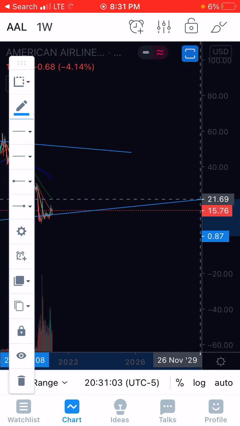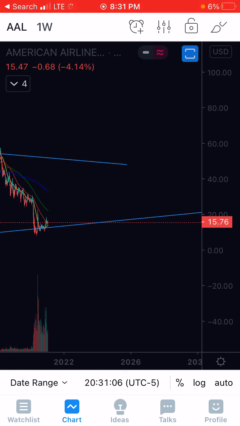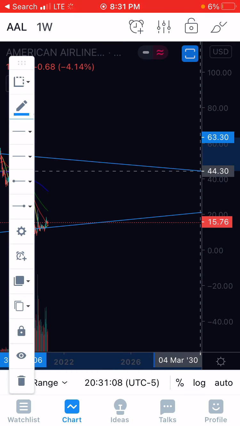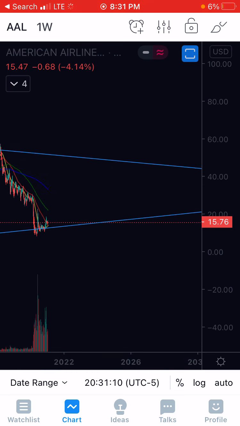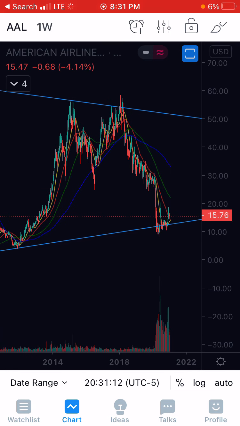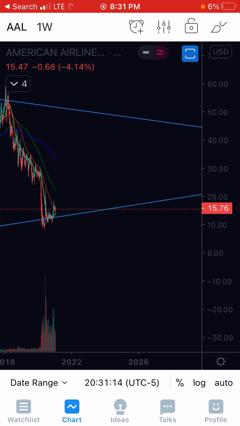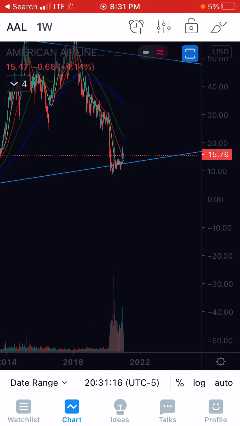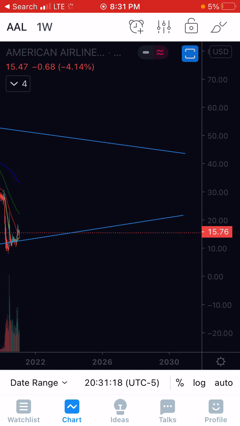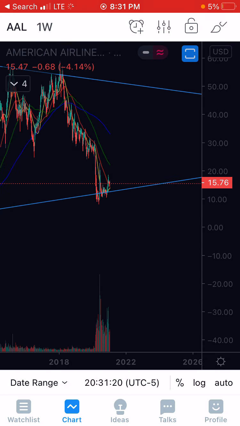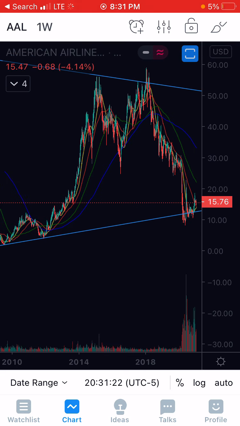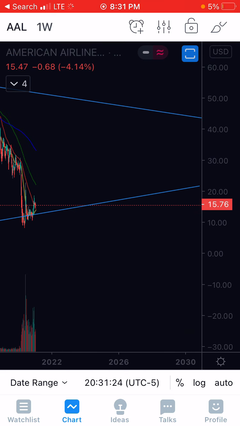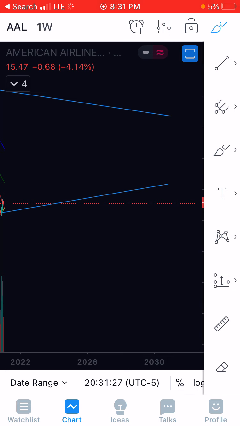And as you pull these across, you basically get some type of pattern. You get to see what the pattern is, when it's going to break out. If it did break up, where could it go? Where could it get rejected? And all that.